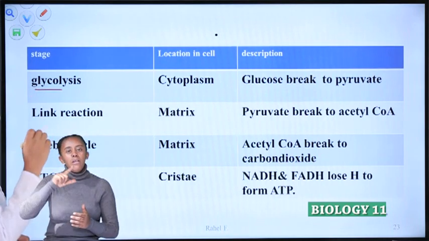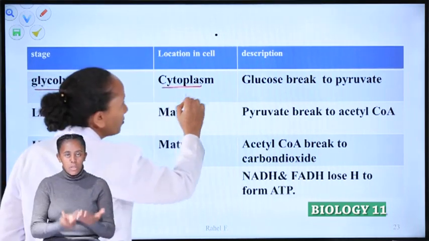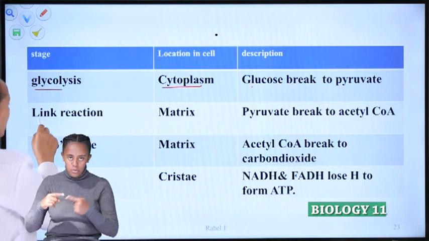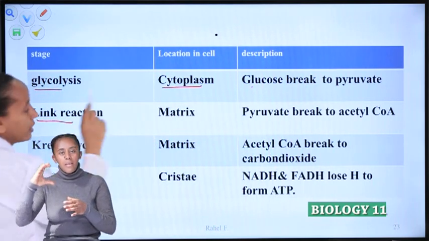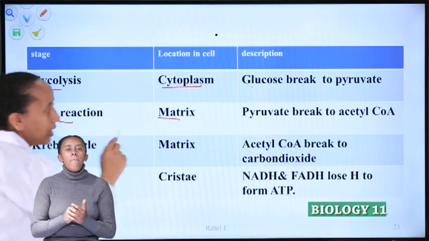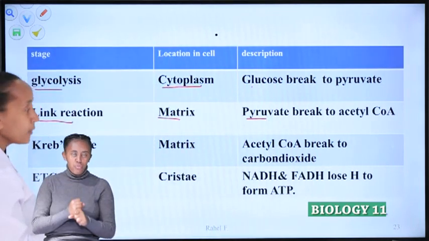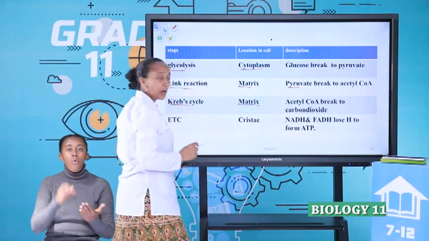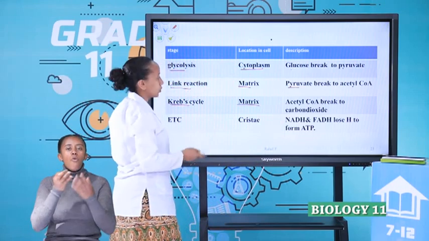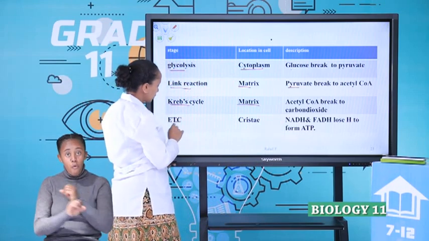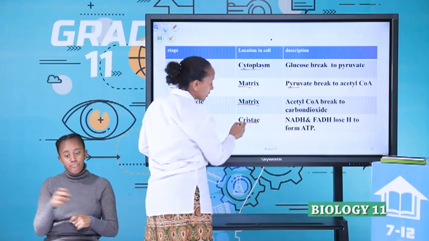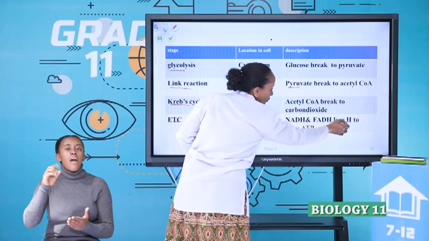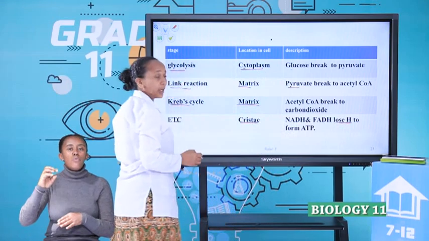In glycolysis, as we said, the process occurs in the cytoplasm, and glucose will break into pyruvate. Link reaction is the second process that takes place in the matrix of mitochondria, and pyruvate will break into acetyl-CoA. Krebs cycle occurs in the matrix, and acetyl-CoA breaks into carbon dioxide, and more of the energy is stored in the form of chemical energy. Electron transport chain occurs on the cristae, and at this point reduced NAD and reduced FAD lose their hydrogen to form ATP.